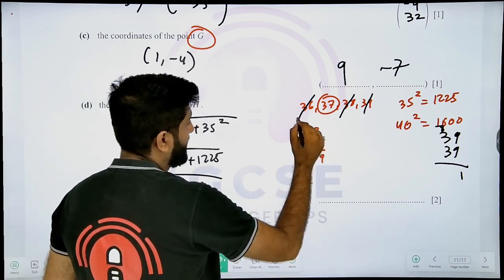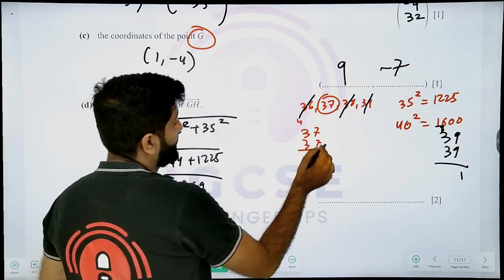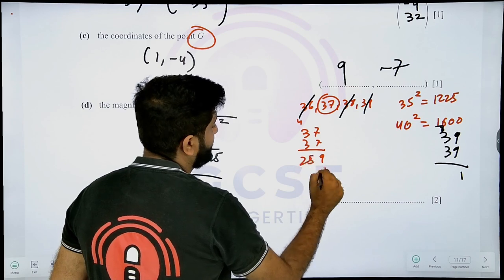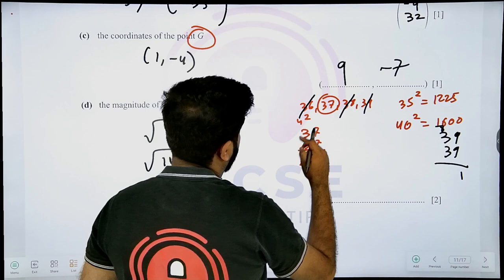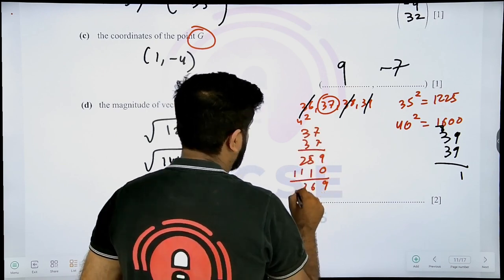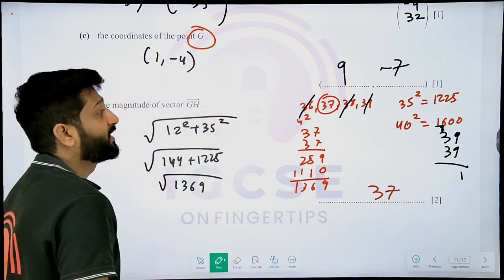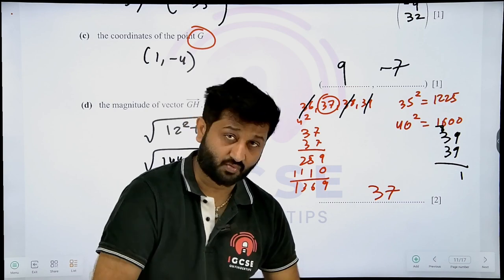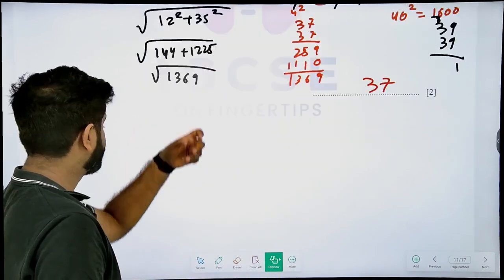7 sevens are 49. 7 threes are 21, 21 plus 4 is 25, 0, 21, 3 threes are 9, 9 plus 2 is 11. So you have 1369. Yes. So this is root 37. This is how you can boil down the roots rather than using prime factorization. This is one more way of finding out the roots. Right.